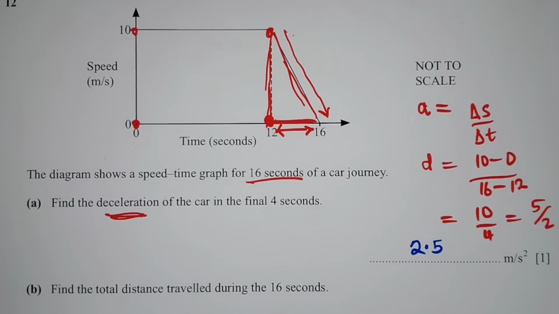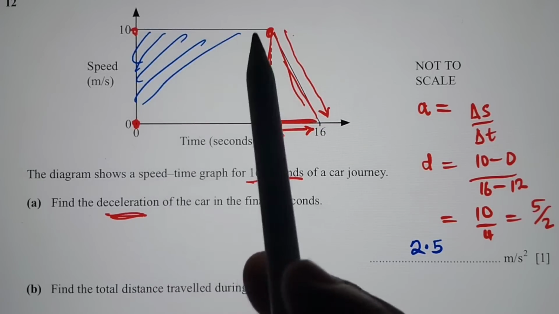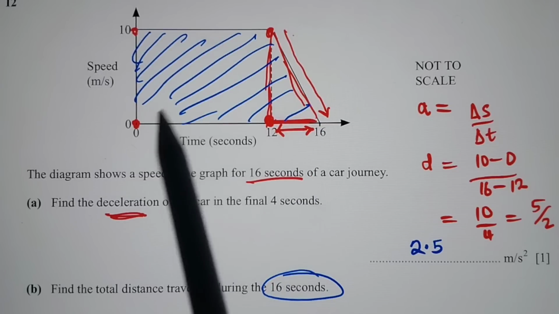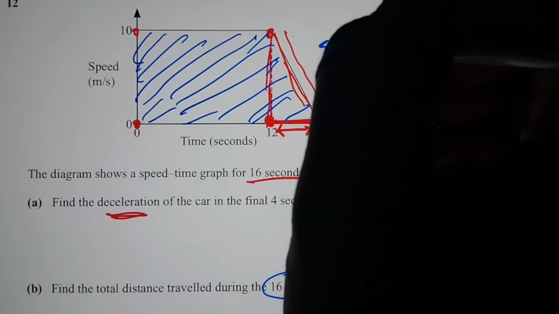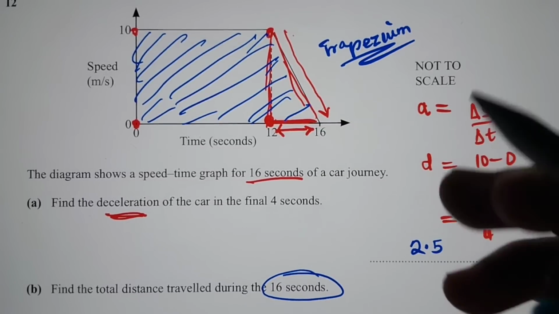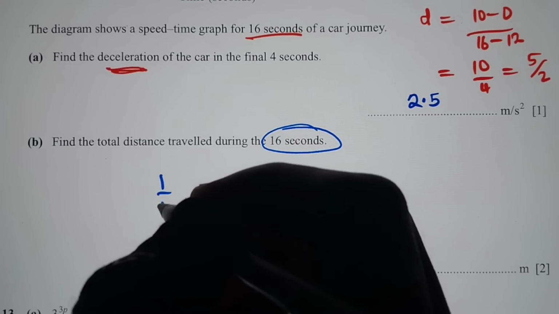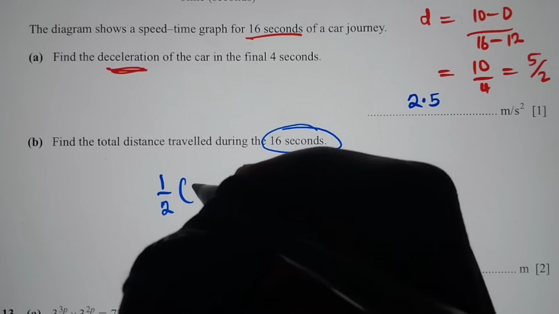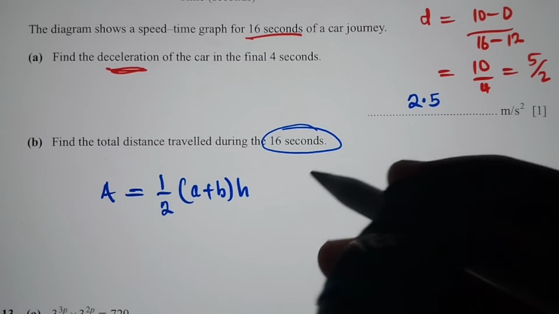And the next question says, find the total distance traveled during the 16 seconds. Total distance traveled is the area under the graph, the entire graph. The shape is a trapezium. And because it is a trapezium, we're going to use the formula 1 over 2 into a plus b times h for the area under the graph.